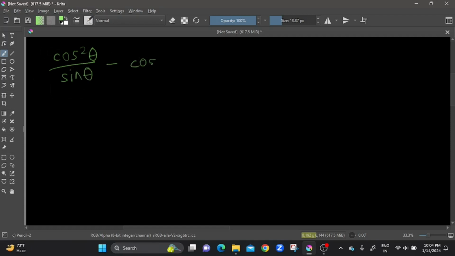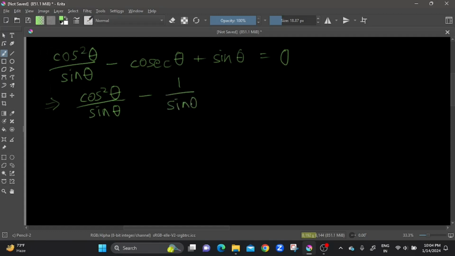minus cosec theta plus sine theta is equal to 0. Right, so your most common intention here would be to write minus cosec theta as minus 1 by sine theta, so you're going to get cos square theta by sine theta minus 1 by sine theta plus sine theta is equal to 0. And taking common denominator, you're going to get sine square theta by sine theta plus sine theta, and that's how you're probably going to start off with it.